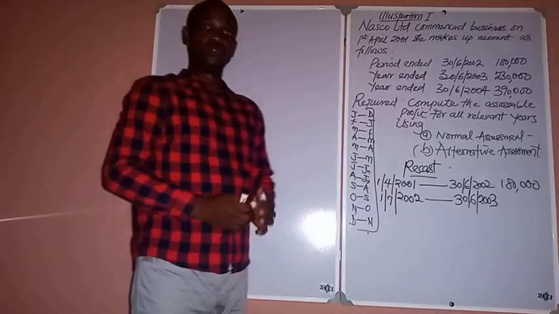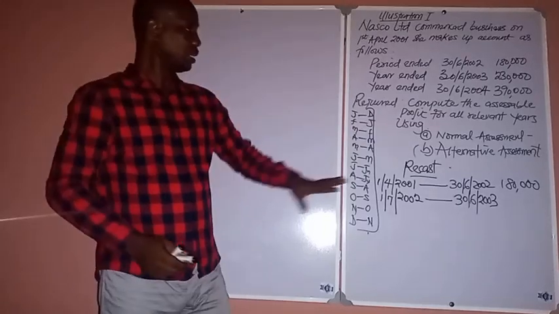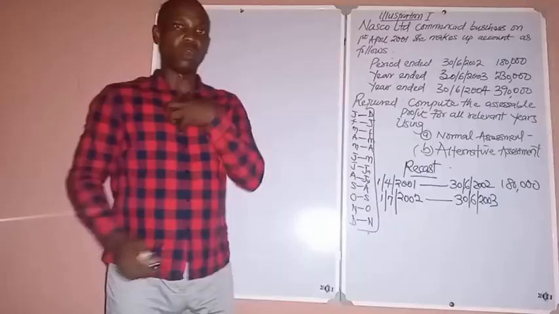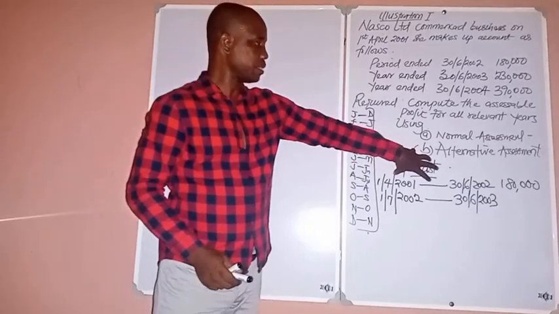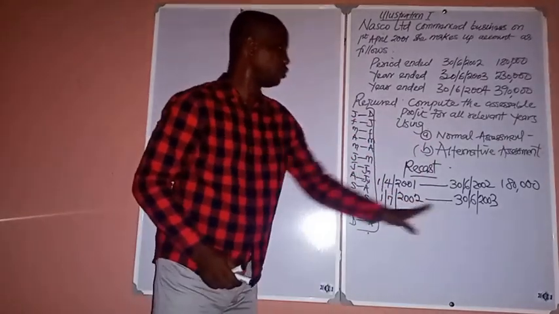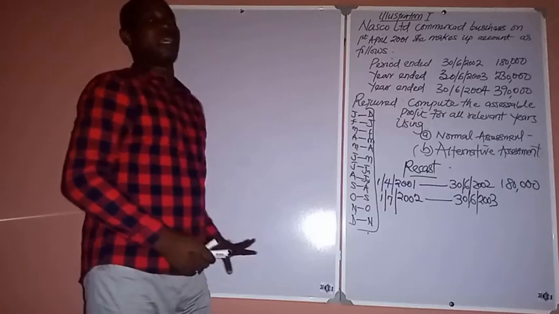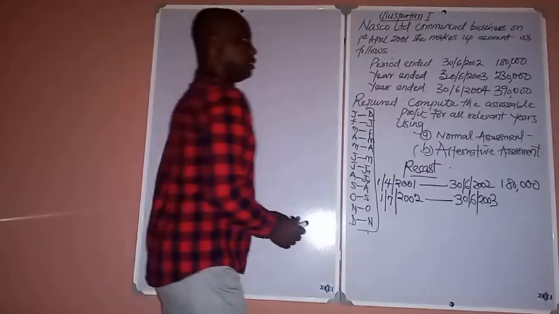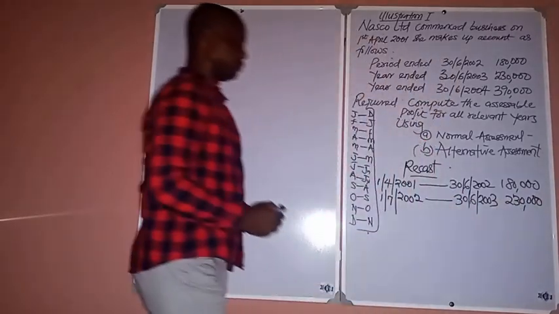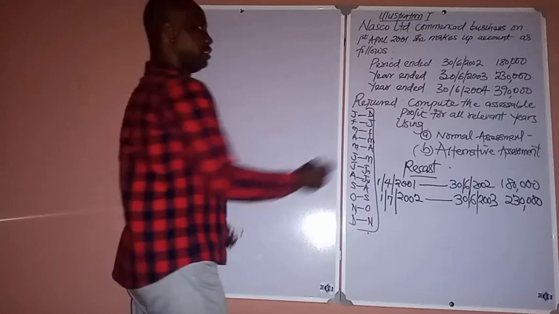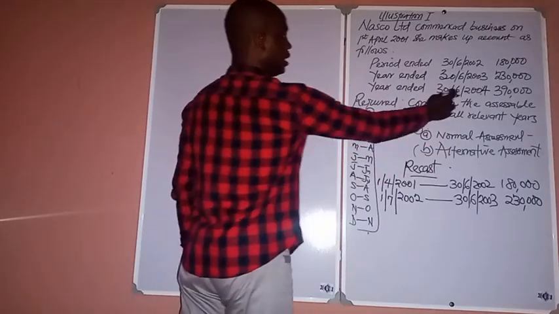Remember that I told you we have not started solving this question. I'm doing what I personally call recast of date. Under basis of assessment, it will help you to be able to follow the process. So now the profit here is 230,000. Then the last day said year ended again, 30th June.